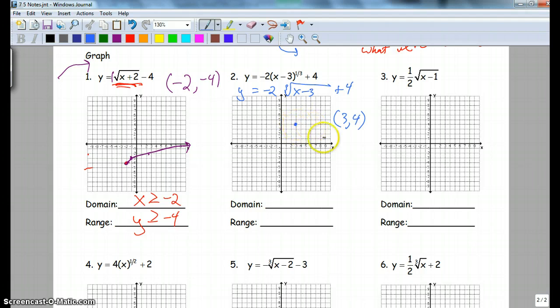Now, cube root normally looks like this, right? But because of this a value, a is -2, rather than going up 2 and over 1, we've got to go down 2 and right 1. It's going to be flipped. Rather than going up to the right, it's going to be going down like this and like this.